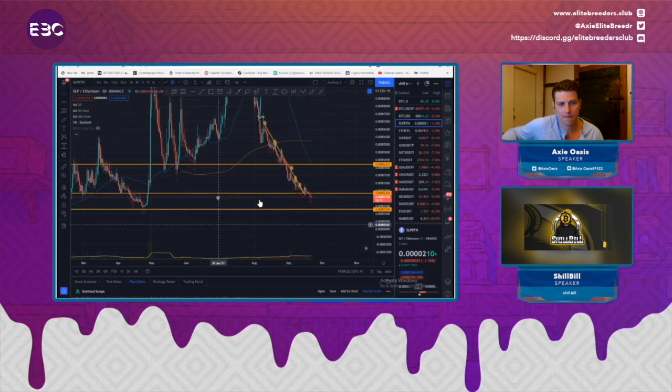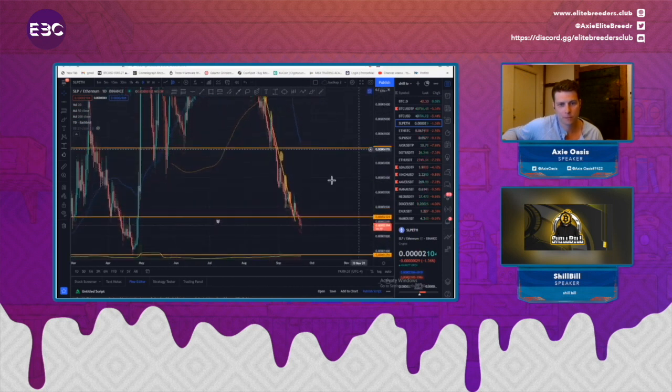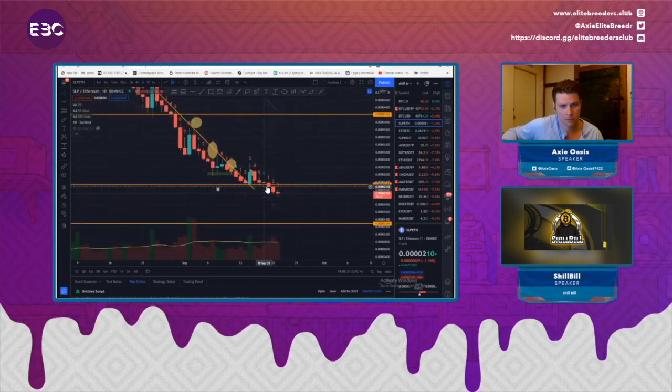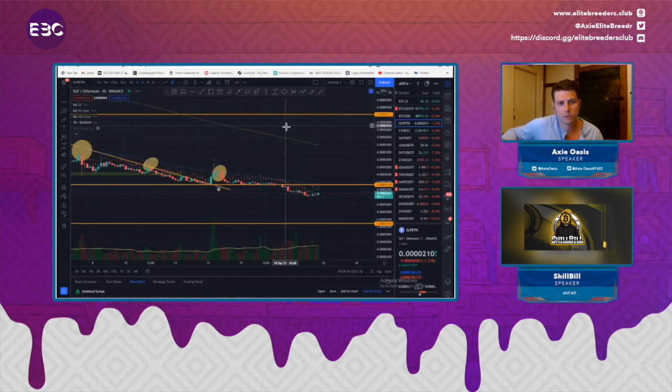I did post this up for the members in the EBC Discord. Once we close this candle here, I was like, if this candle closes below the support, there's not really anything stopping us from going lower. There's just no structure, and I base most of my stuff on previous structure. That's pretty much how I trade.